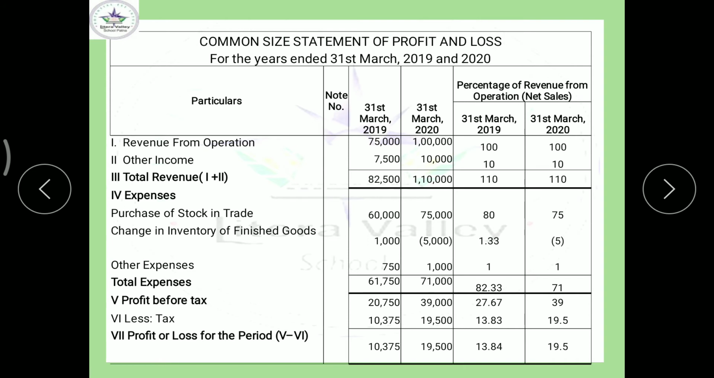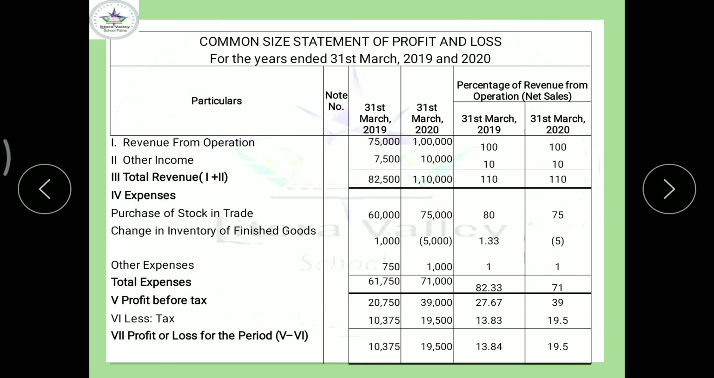You might have observed that in the question the income tax rate is given as 50%. So you have to find out the income tax, 50% of profit before tax. You have to find the tax on this value and thereafter reduce it. So profit after tax is this amount. Same you have to do with the current year data. Revenue from operations is 1 lakh, so 1 lakh divided by this one is 100%. Other income, 10,000 divided by 1 lakh, is 10% here.